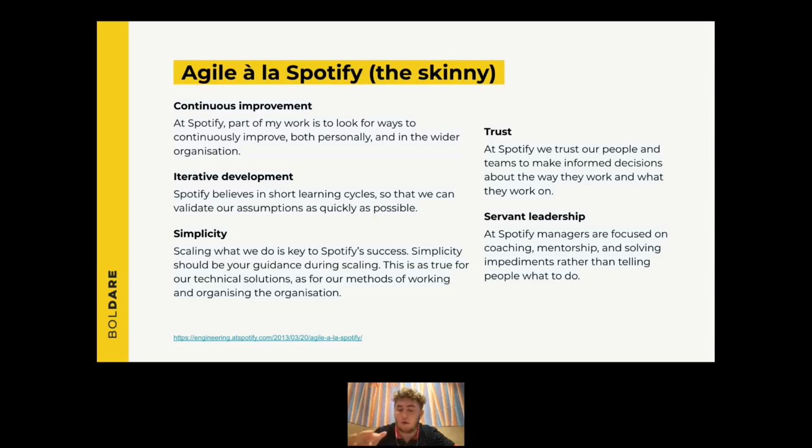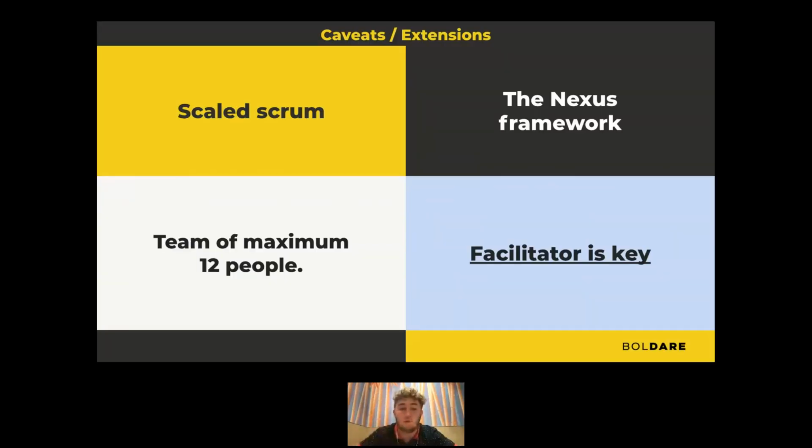I don't want to bore other people, but if you are not into agile, really do your best to get knowledgeable about it, because it's really important. And then you've got caveats and extensions of that, obviously, and that's much less common.